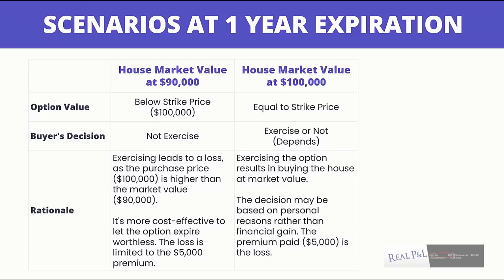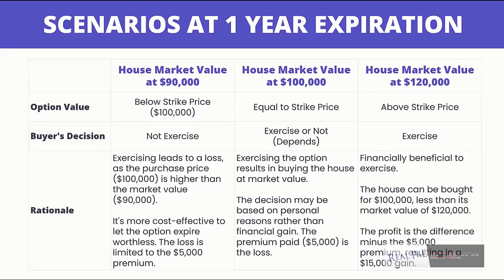Now, what if the house market value is right at $100,000? It's equal to the strike price. It's at the money. Do you exercise or not? Well, it depends. Exercising the option results in buying the house at market value. The decision may be based on personal reasons rather than financial gain. And the premium paid, $5,000, is a loss. So you're down $5,000 coming in.